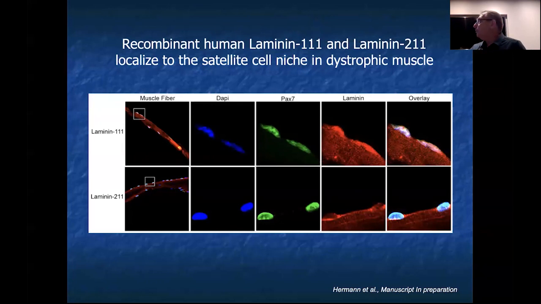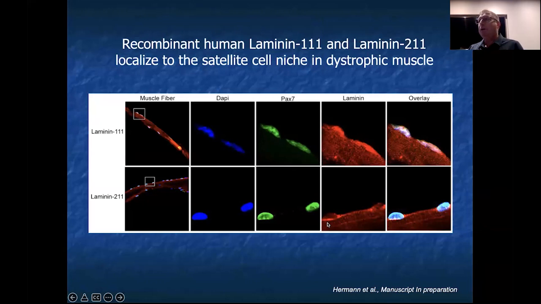Interestingly, when we inject 111, the satellite cell niche, that area that the satellite cell is in, gets covered by 111. You can kind of see the overlay here. Whereas 211 tends to go underneath, between the muscle cell and the satellite cell. So it doesn't cover it, it goes into that little niche, which is critical for repair, because that region where the stem cell is needs to talk to the muscle cell through the matrix. The worry we have is that although we're getting 111 coverage, we might be missing its ability to repair.